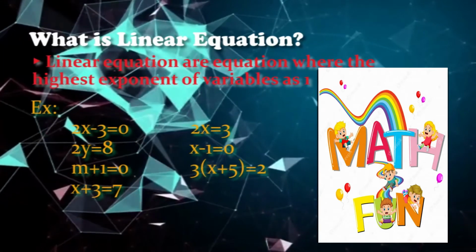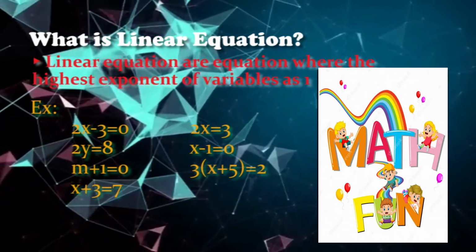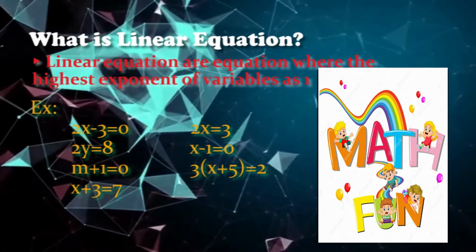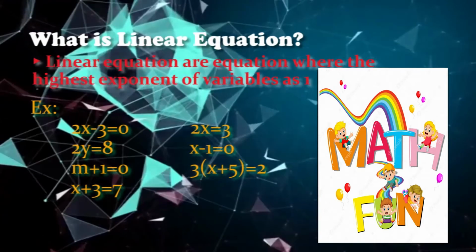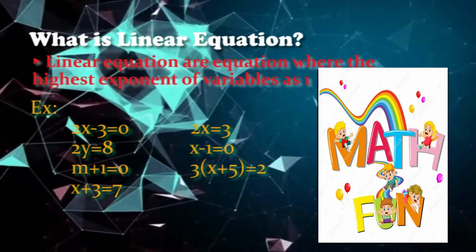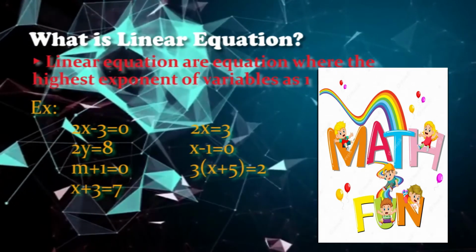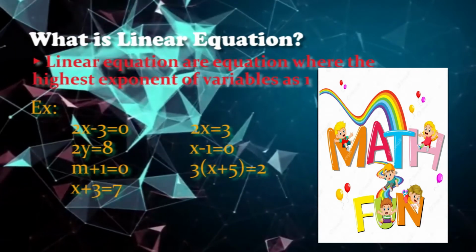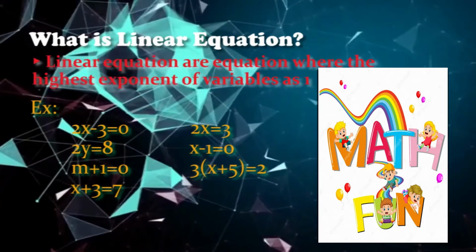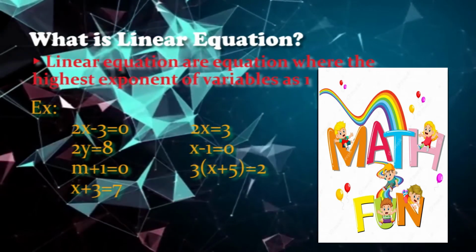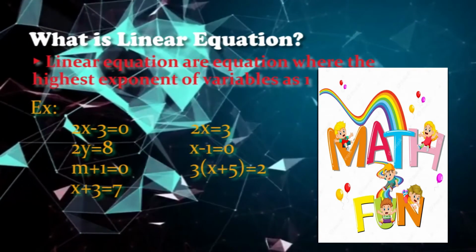Here are some examples. 2x minus 3 equals 0. 2y equals 8. m plus 1 equals 0. x plus 3 equals 7. 2x equals 3. x minus 1 equals 0. 3 parenthesis x plus 5 parenthesis equals 2. Now you can notice that the x has no exponent, since the highest exponent is 1.